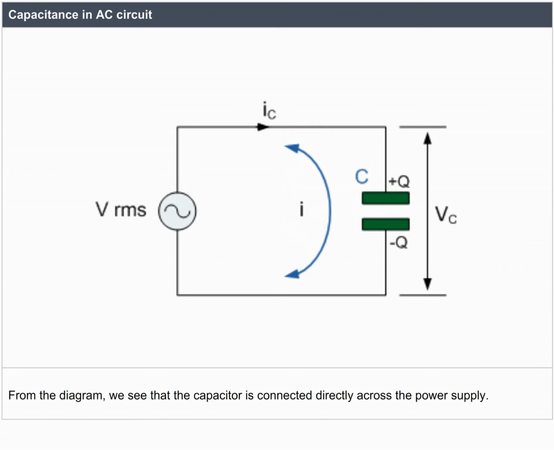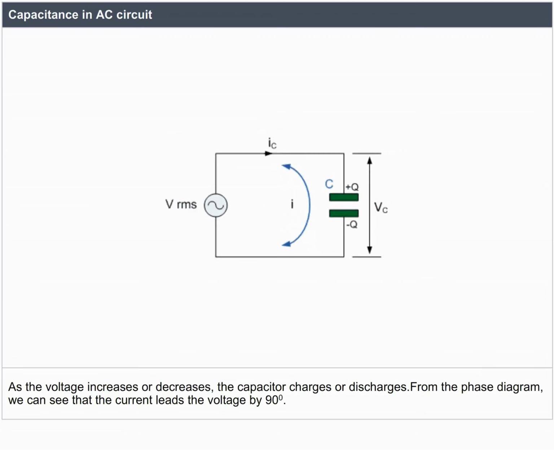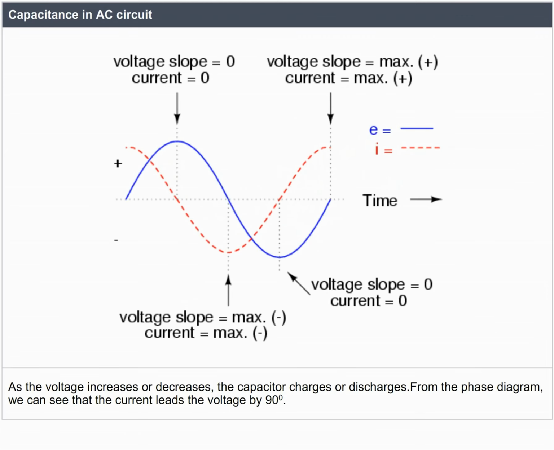Capacitance in AC circuit. From the diagram, we see that the capacitor is connected directly across a power supply. As the voltage increases or decreases, the capacitor charges or discharges. From the phase diagram, we can see that the current leads the voltage by 90 degrees.